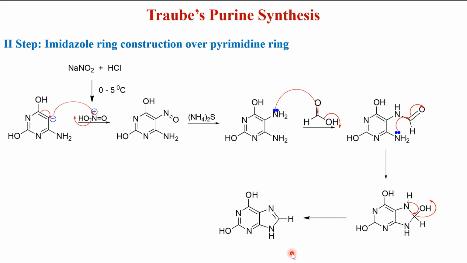This is the method given by Traube and it has been named after him. There are other methods of synthesis of purine where the imidazole ring is constructed first and then pyrimidine is built over the imidazole ring. But this is the more versatile route which was given by Traube, and that's why it has been named after him. Next class we can deal with another heterocyclic molecule synthesis.